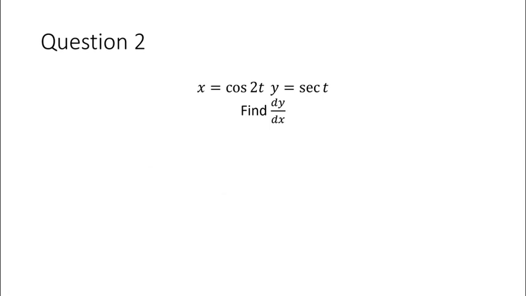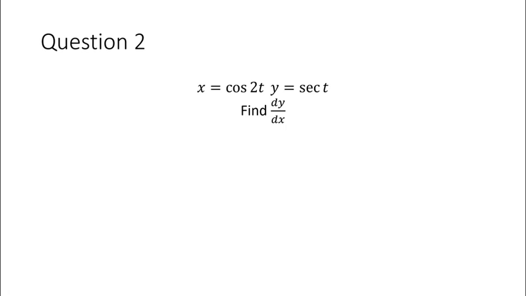Right then, question number 2. So this time we've got some parametric equations. We've got x equals cos 2t and y equals sec t. So when we have parametric equations, you could try and come up with the Cartesian equation, so just an equation in terms of y and x, and then just find dy by dx like that. But usually it's going to be far easier to just find dx by dt and dy by dt. So then to find dy by dx, you just do dy by dt divided by dx by dt.